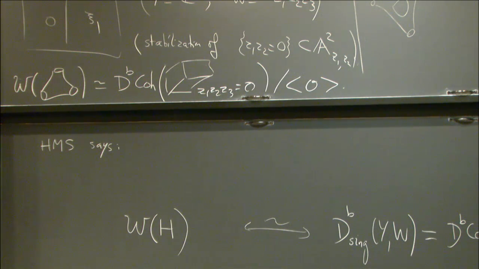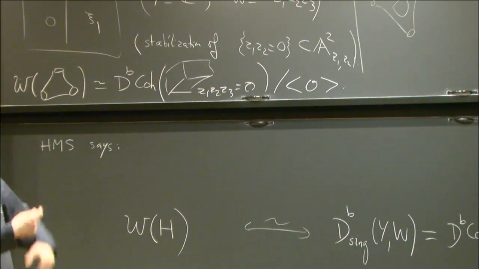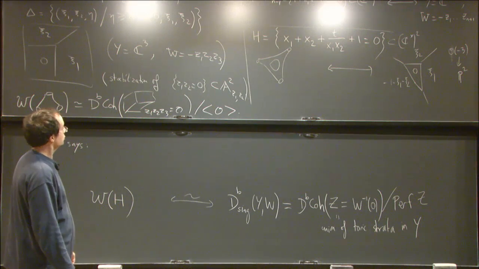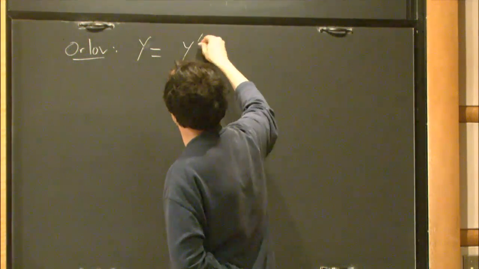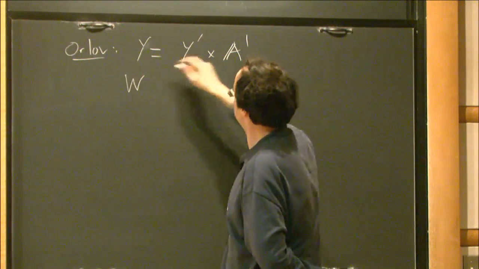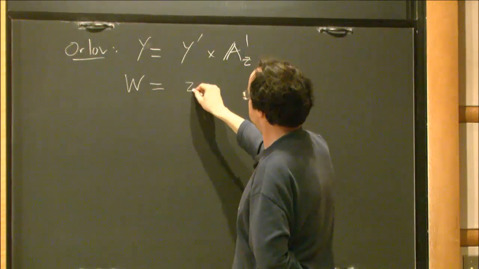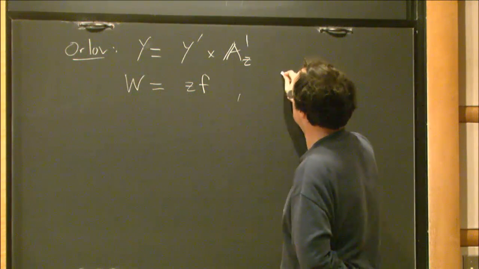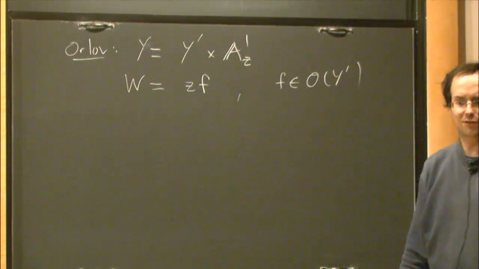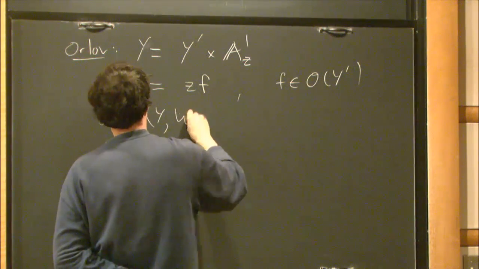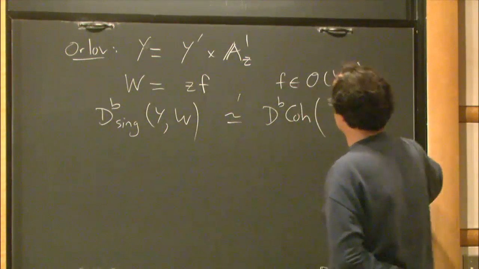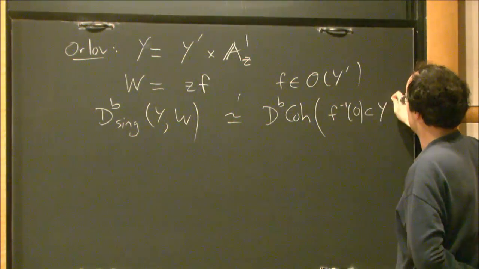Now, Orlov's periodicity statement, which does not quite apply as stated in this case, says if you have a space which is a product. Okay, so maybe I should put that on the sideboard. So Orlov has a statement which says the following thing. Let's say you have a variety of the form Y is some other Y prime times affine space. And let's say your coordinate here is z, and the superpotential is z times some function f, where f is in O of Y prime. There's a more general version which I think is not relevant for today, so we'll just state it this way. Then D^b sing of (Y, W) is equivalent to D^b coh of f inverse of 0 inside Y prime.